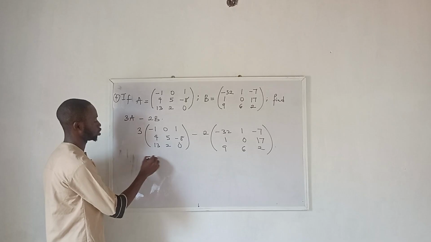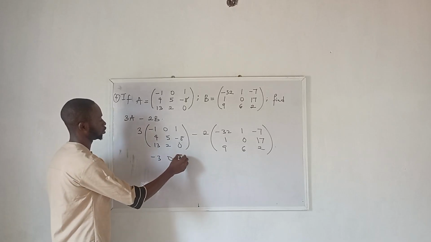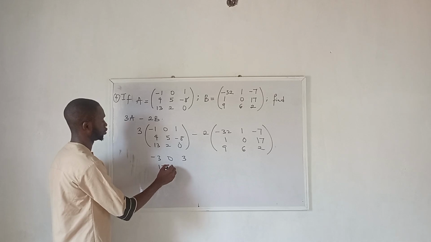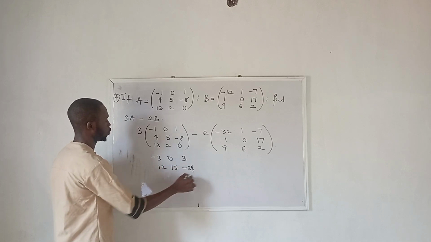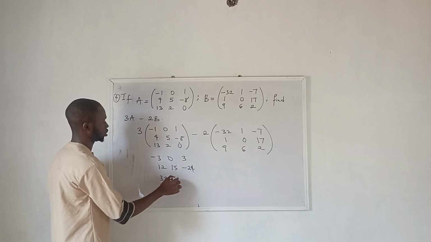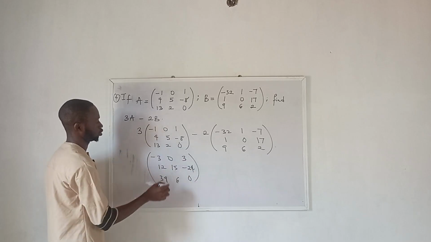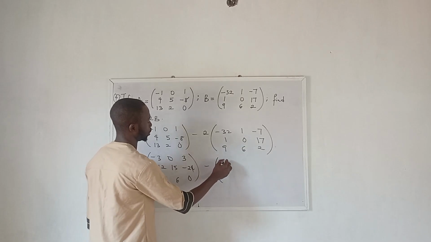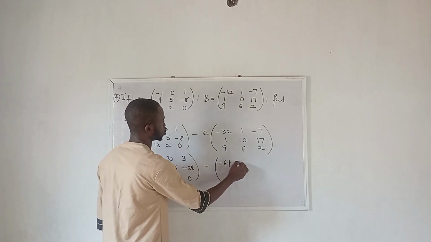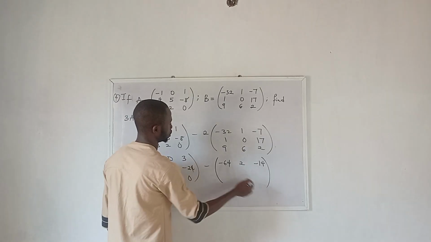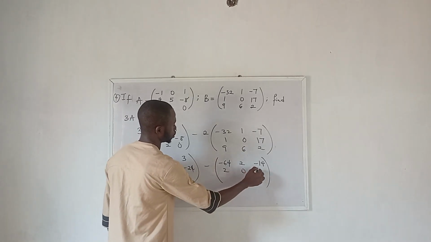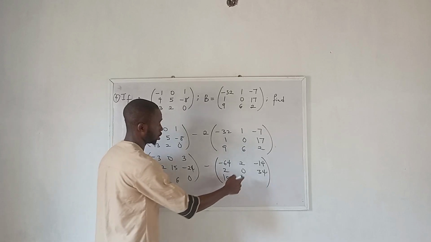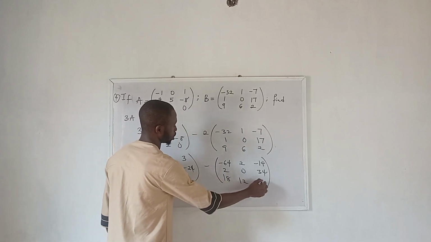So we would have 3 times this is minus 3, 0, 3. We have 12, 15, minus 24, 39, 6, 0. Then minus, open the bracket with 2, we would have minus 64, minus 14. Then 2 times 1 is 2, 0, that's 34. This is 18, this here is 12, and this here is 4.